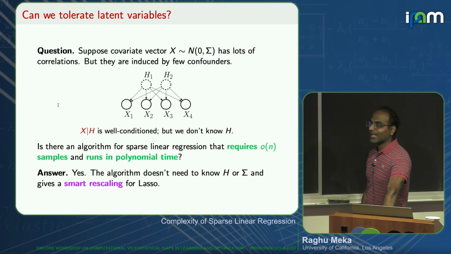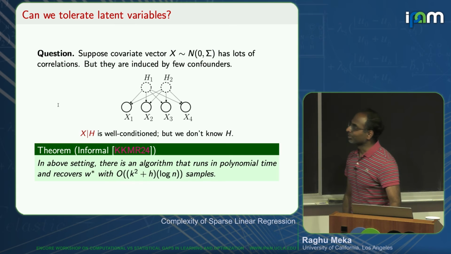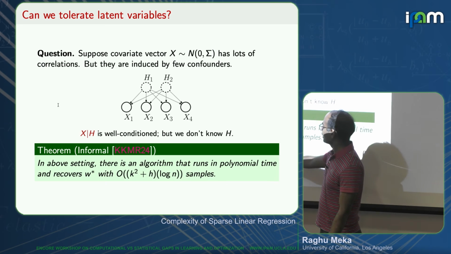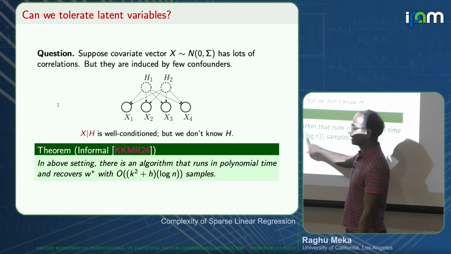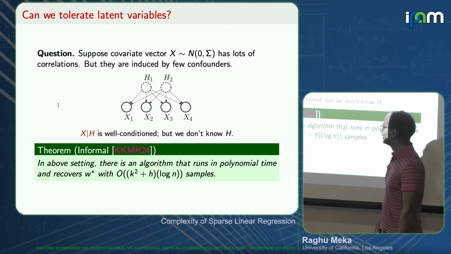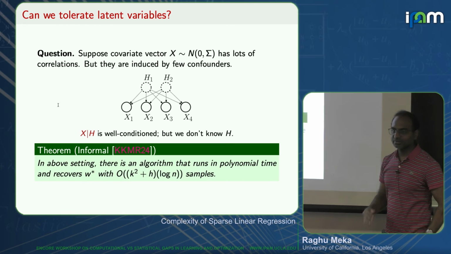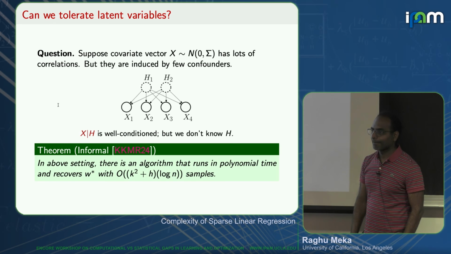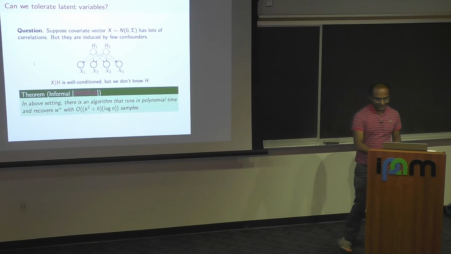Okay, and there is an algorithm which is the same algorithm which worked for the old case. Actually, there's a way to nicely rescale the variables so that it will work as long as the number of hidden variables is not too large. Okay, in particular, it runs in polynomial time and recovers the W star with k squared plus h times log n samples. So the dependence on hidden variables is pretty nice. Okay, so the sample complexity is k squared log n plus h. So rescaling means just multiplying by a diagonal matrix? Yes, multiplying by a diagonal matrix.